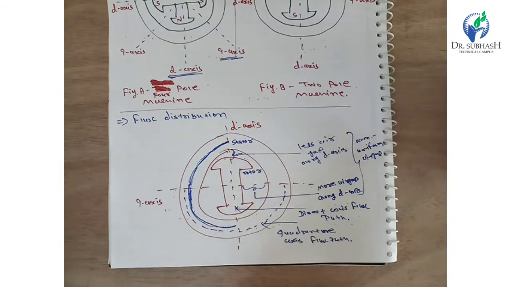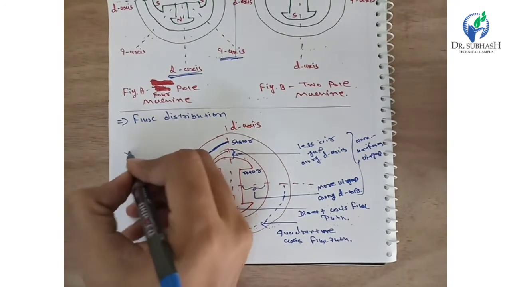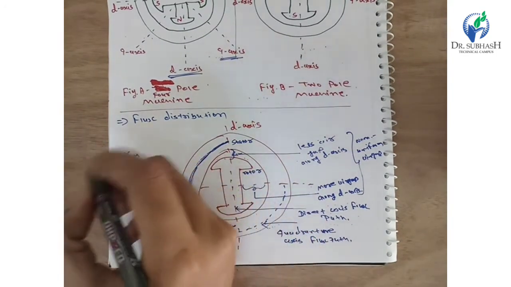The armature reaction is the effect of the armature flux on the main flux. The armature reaction along the d axis and along the q axis is to be considered, on the basis of the flux distribution. The effect of the armature reaction is represented by X suffix a.